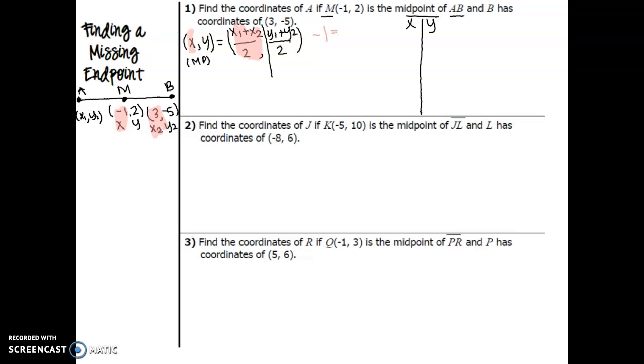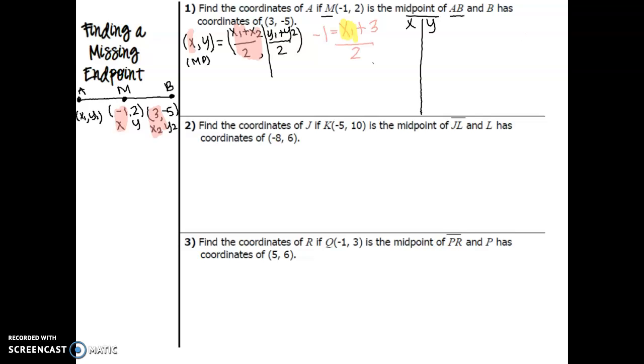Then it says x1, but I don't know that. That's what I'm looking for. So I'm going to leave that as x1 plus my x2. I do know my x2, that is a 3. Then it says divide that by 2. And what we're doing here is that we are solving for x1. So everything that I see, I need to do the opposite of it.